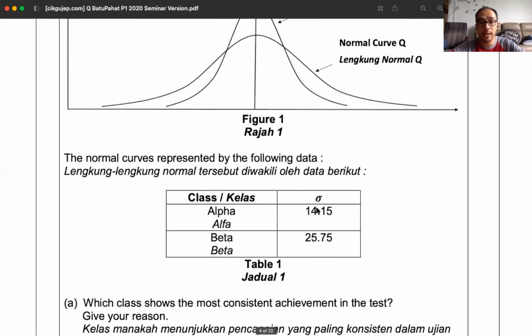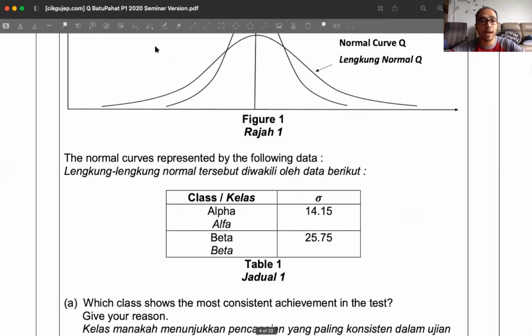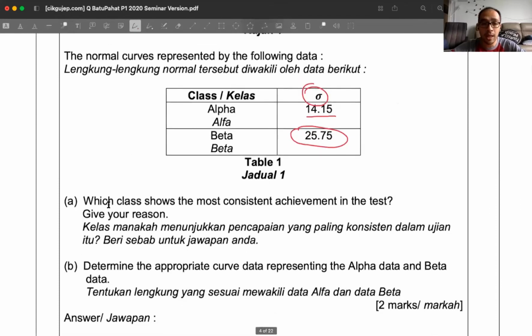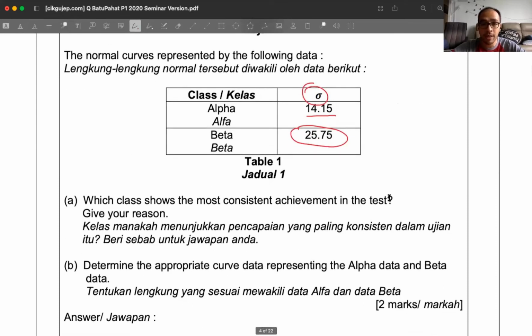Okay, and this one is, as we know, the standard deviation. Okay. So we find that the value of alpha, the standard deviation is smaller, and then beta, the standard deviation is bigger. Okay, 25.75. So which class shows the most consistent achievement in the test?